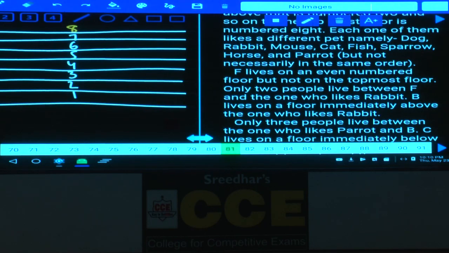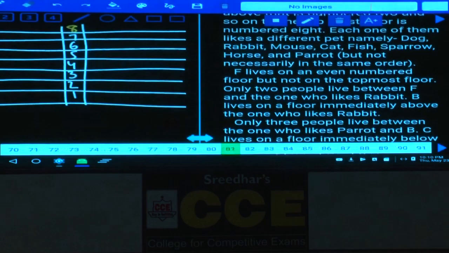Then in condition number 1, F lives on an even number floor. F is on an even number floor but not on the topmost floor. As not on the topmost floor, how many possibilities are left over here? There are 3 possibilities. F can be on the 2nd floor, 4th floor or 6th floor. Now if F is on the 2nd floor, and what is the next one here? F on the 4th floor, and if these 2 are invalid, then we can directly start with the 6th floor.